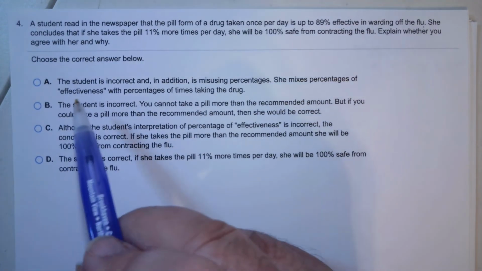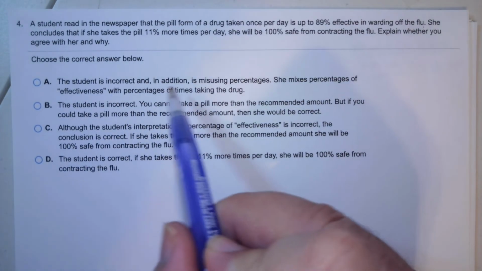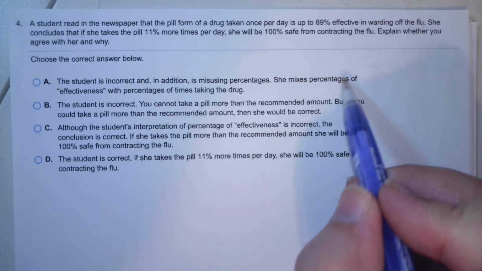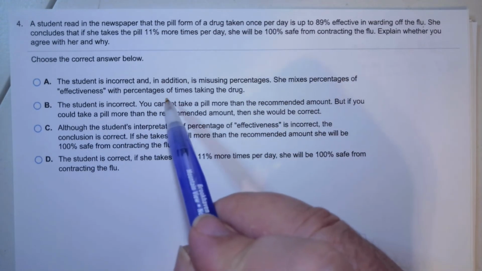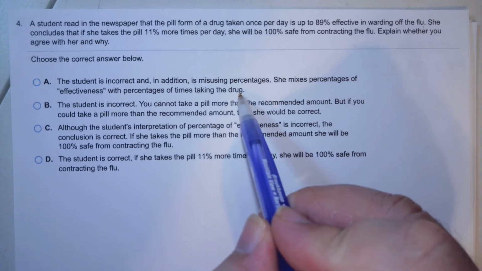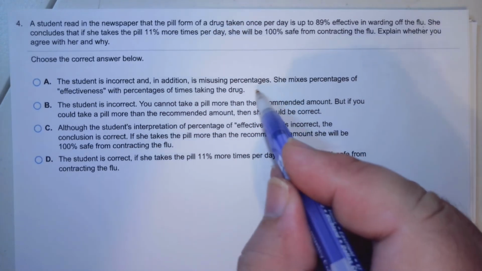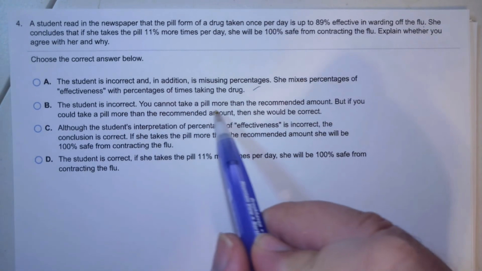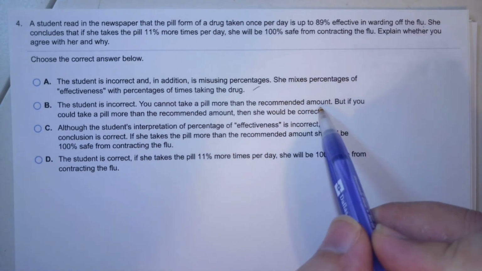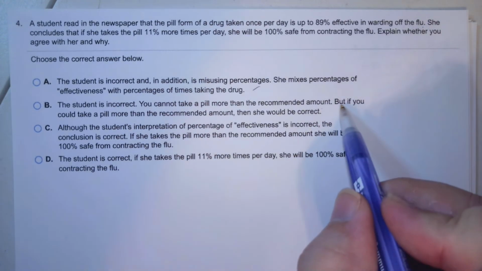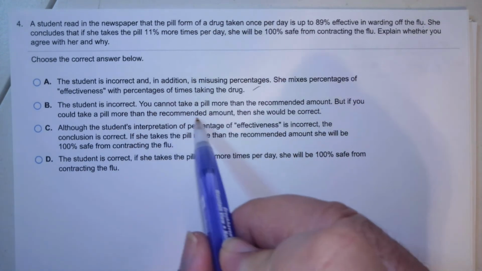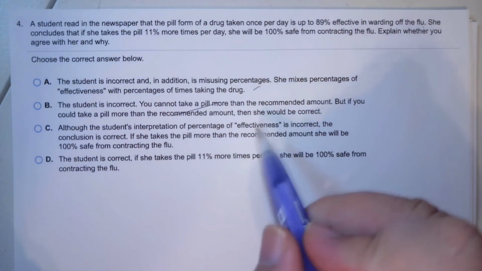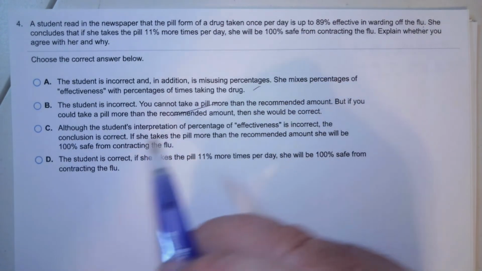Okay, let's see this. The student is incorrect and, in addition, is misusing percentages. She mixes percentages of effectiveness with percentages of times taking the drug. That looks good to me. Student is incorrect. You cannot take a pill more than the recommended amount. But if you could take the pill more than the recommended amount, then she would be correct. Now, no. Because if that was the case, then they would put that on the bottle already.